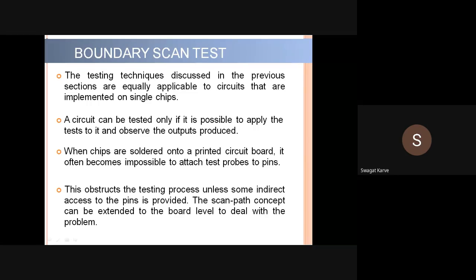So it is about today's lecture. If you have any doubt, you can ask me right now. Okay, now the boundary scan test, this last part is remaining, so that we will cover in next lecture, and in next lecture we will finish this revision of this unit. Okay, if you have any doubt, you can ask me right now, otherwise we will stop.